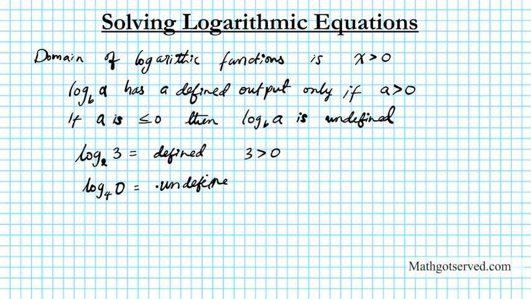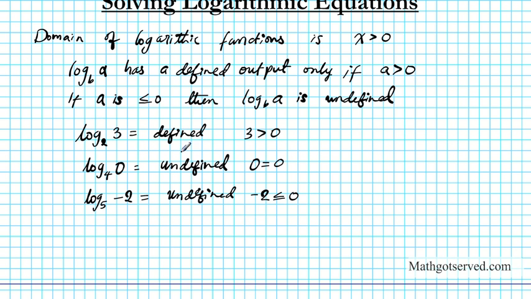It's undefined because our input is equal to 0. Remember, our input has to be greater than 0. Or if we had log base 5 of -2, this is undefined also. It's undefined because -2 is less than or equal to 0. So let's keep in mind that the argument for the logarithm has to be greater than 0. If you have a 0 or a negative argument, then that term is undefined.